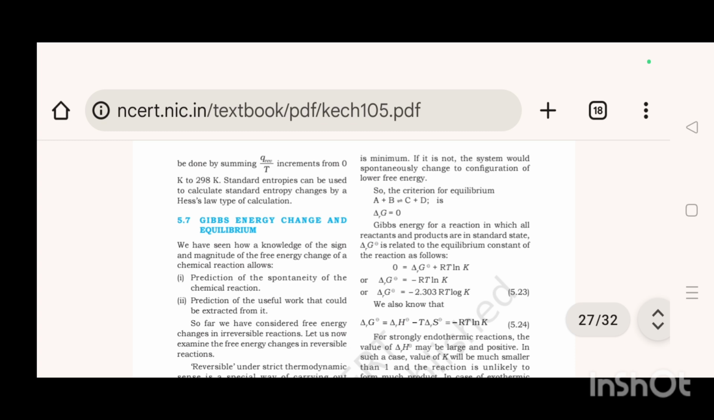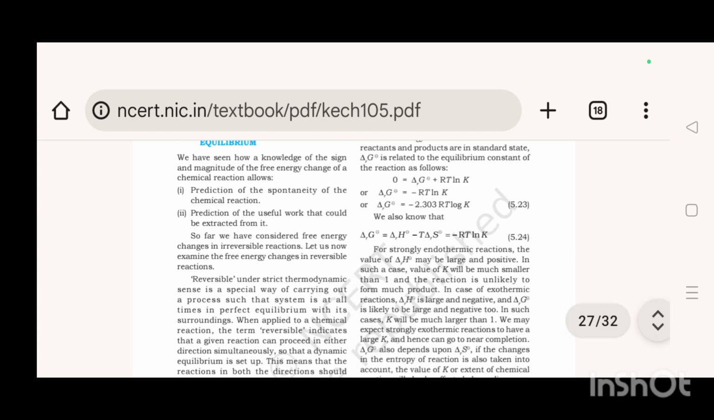Free energy and equilibrium. We have seen how a knowledge of the sign and magnitude of the free energy change of a chemical reaction allows prediction of the spontaneity of a chemical reaction, and prediction of the useful work that could be extracted from it. So far we have considered free energy changes in irreversible reactions. Let us now examine the free energy changes in reversible reactions.